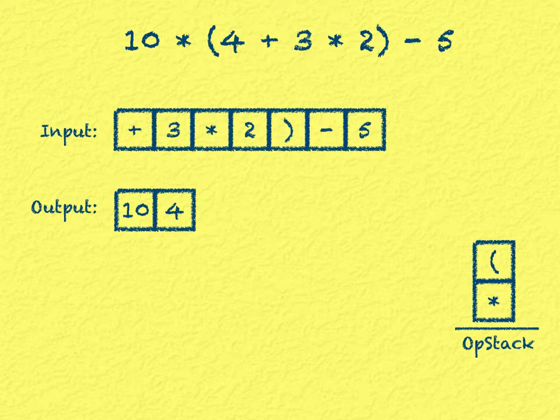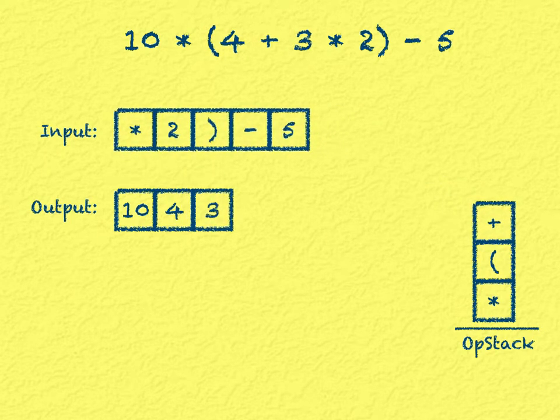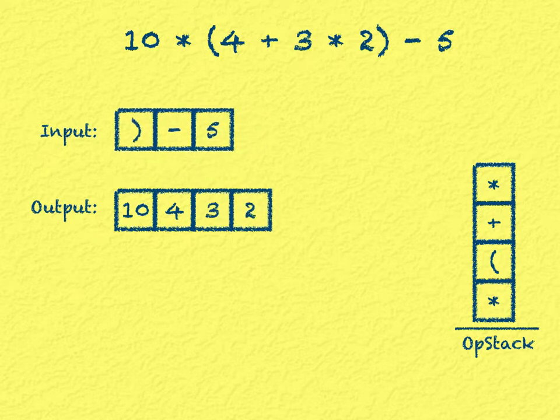Plus is an operator with less precedence. However, we're not going to pop that open parentheses until we meet the corresponding closed parentheses. So plus will go on top. 3 is a number, straight to the output. Multiplication, larger precedence than plus, so we push it on top. 2 is a number, straight to the output.